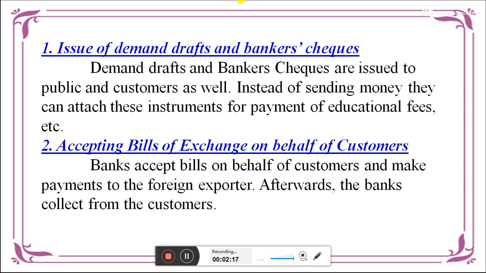Next, accepting the bills of exchange on behalf of the customer. Instead of the payment they give, we can accept bills of exchange. That is, the banks accept the bills on behalf of customers and make a payment to the foreign exporters. After that, the bankers collect a reward from the customers. This is accepting the bill on behalf of customers.